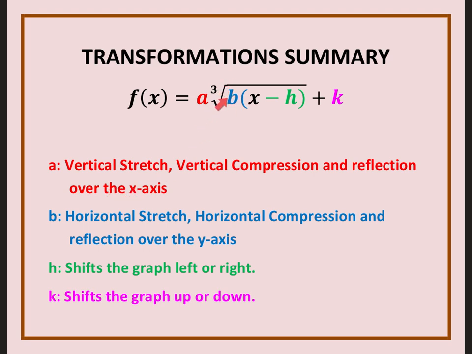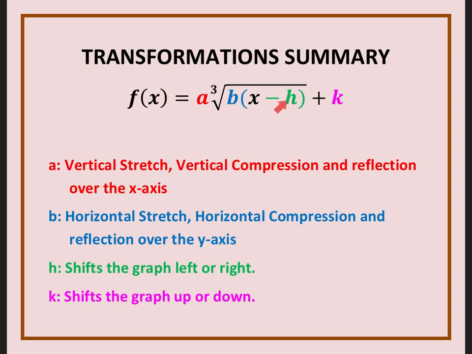The b value. Notice that the b value has to be underneath the radical. Now the b value, you can be touching the x, but the b has to be in front of the x. It's being multiplied by x. This will cause a horizontal stretch or a horizontal compression. And if this is negative, this graph will reflect over the y-axis.